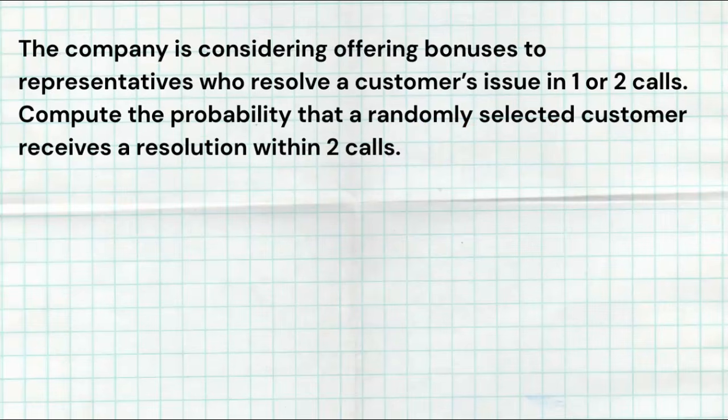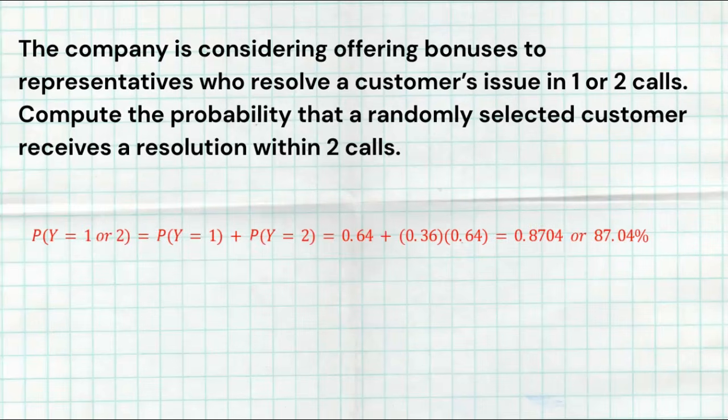All right, next question. The company is considering offering a bonus to representatives who resolve a customer's issue in 1 or 2 calls. Compute the probability that a randomly selected customer receives a resolution within 2 calls. So again, within 2 calls either means it happens on the first call or the second call. So let's find the probability of Y being 1 or 2. The probability that it happens on the first call, well, that's simple, 0.64. First call gets resolved, done.